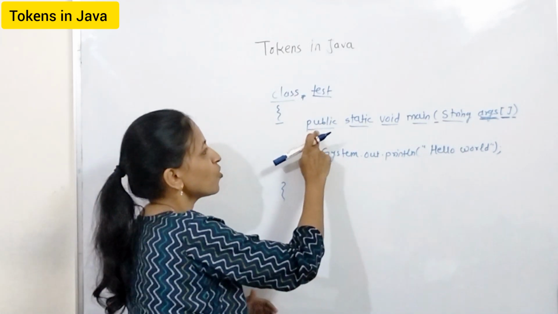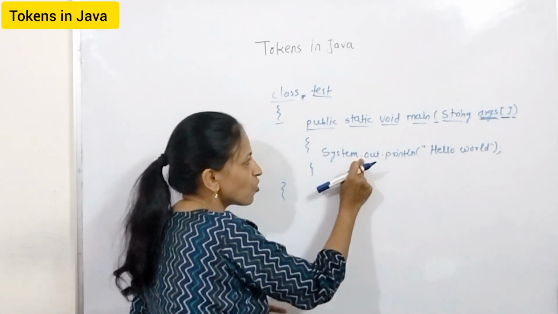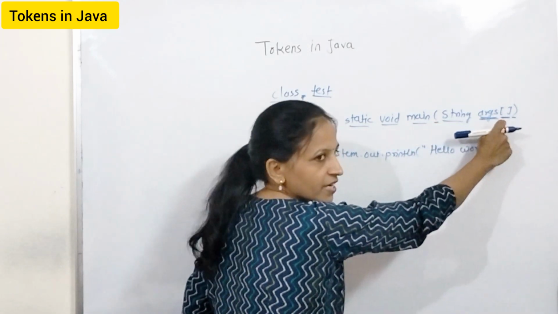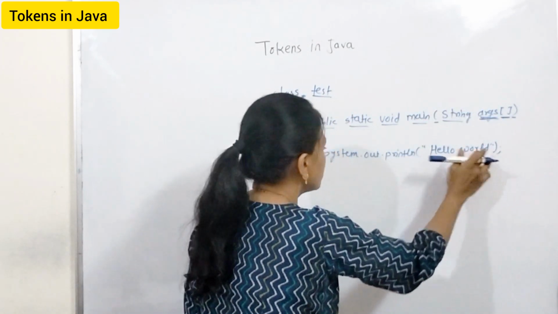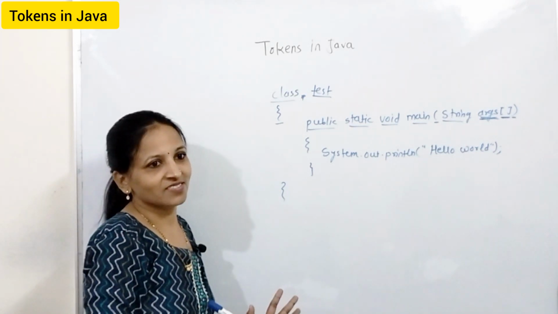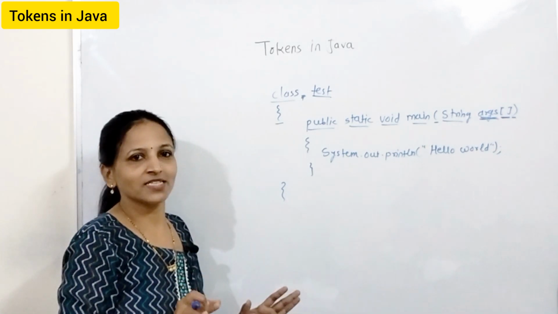Token is the smallest individual unit. If you are considering this word, this dot, this space, this round bracket, this square bracket, this semicolon, curly brace opening and closing, all are tokens. Getting? Means smallest individual unit of a program is called a token.